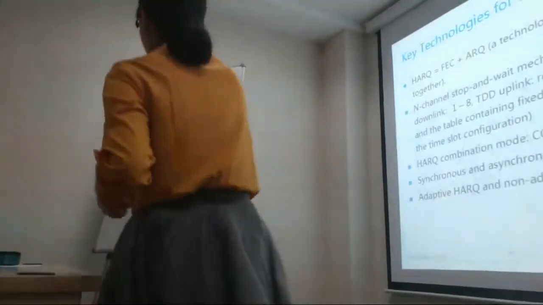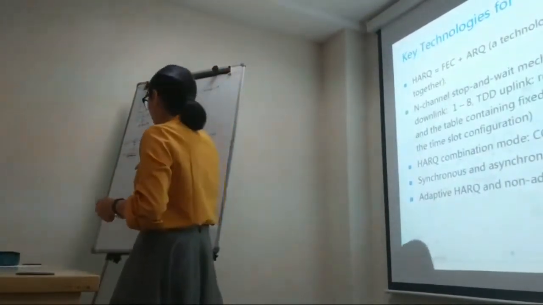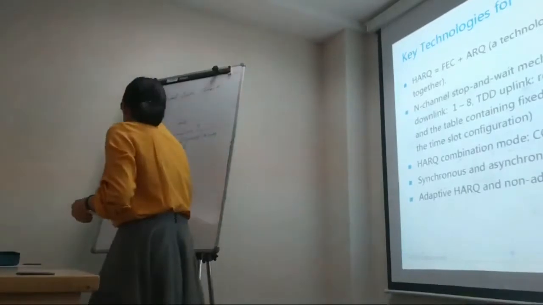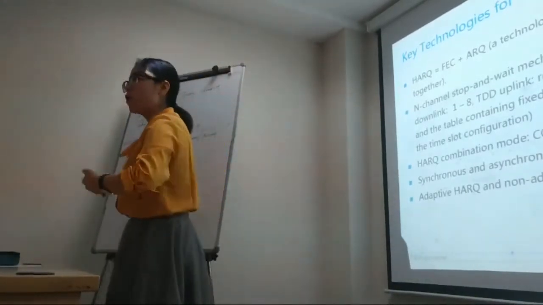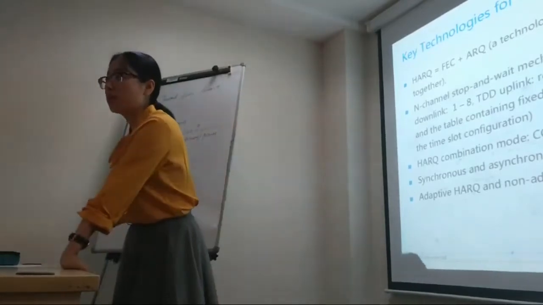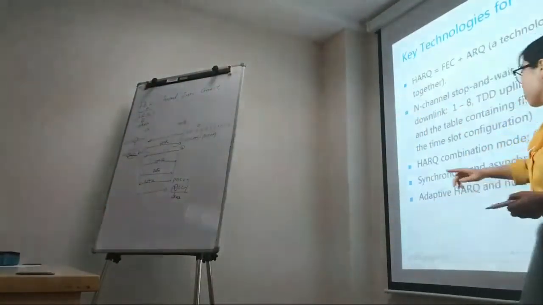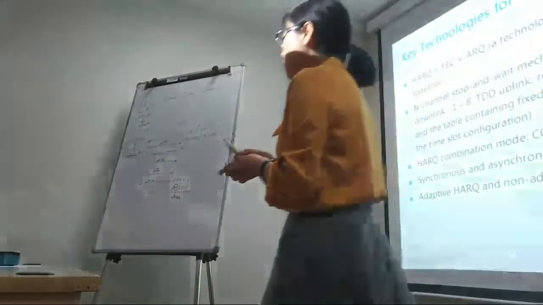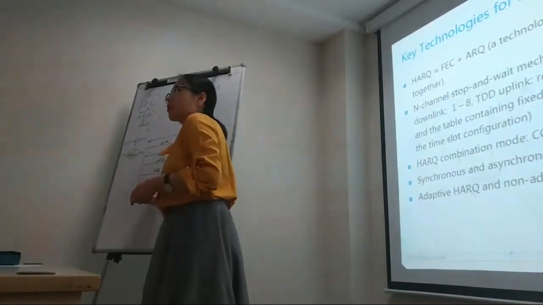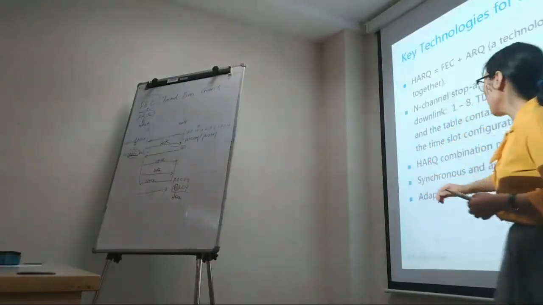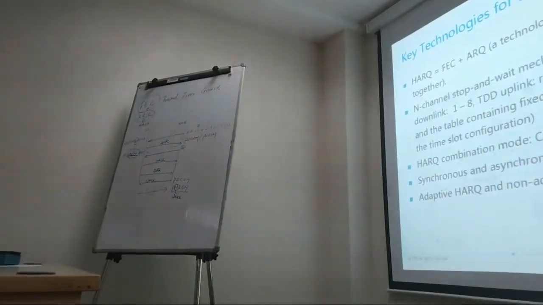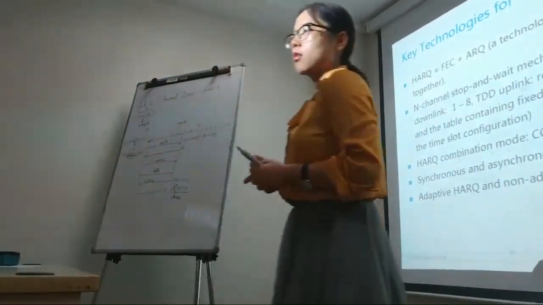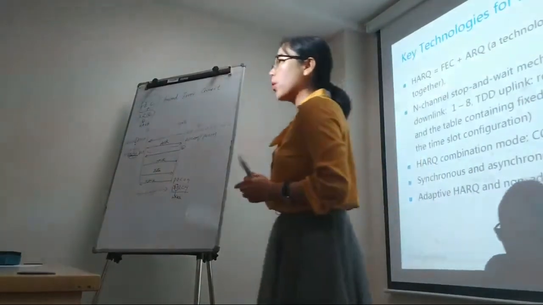For example, when I transmit data, I will give feedback, for example a NACK, so I need to retransmit. If the retransmission time is fixed, we say it's synchronous because the time is fixed. But if we don't fix this time, we name it asynchronous. This is for the time domain, when to retransmit. For the downlink, we use asynchronous.